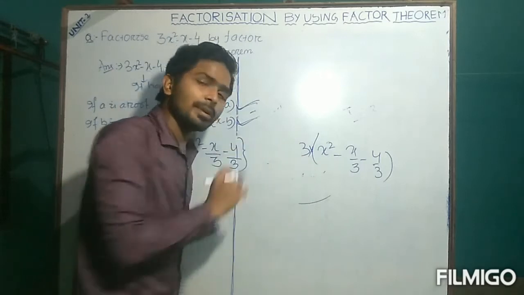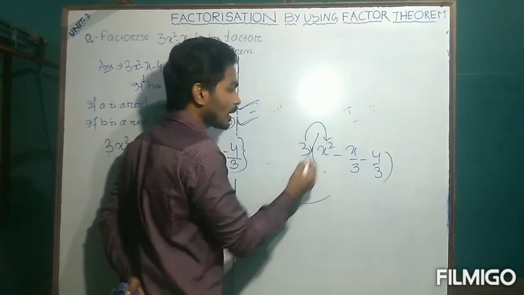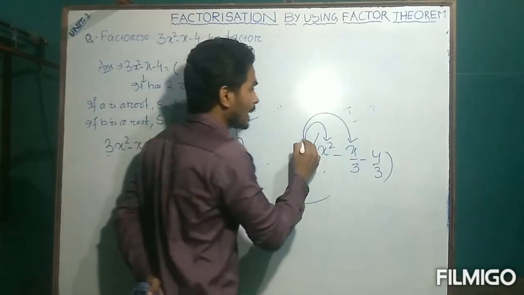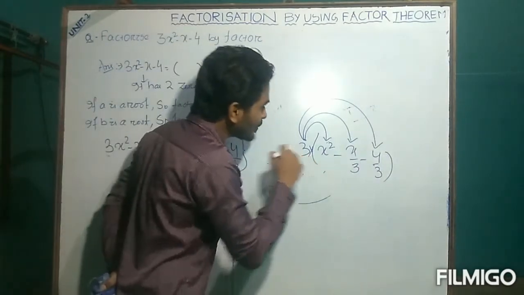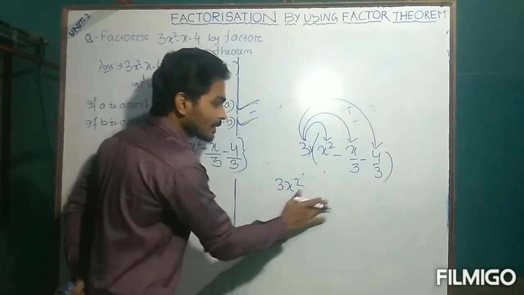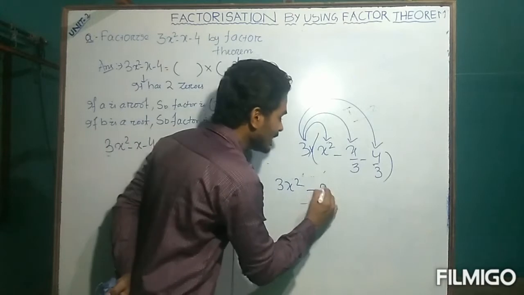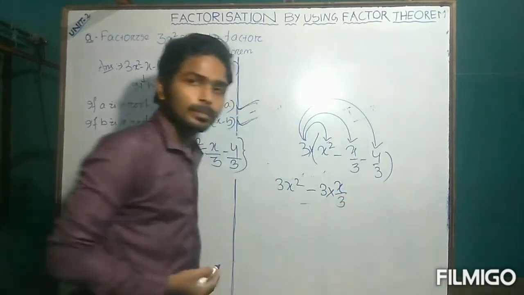Now you can use distributive law here. That means 3 is multiplied with this. Whenever we open the bracket, 3 is multiplied with this. Okay. And 3 is also multiplied with this term. When 3 is multiplied with x square, it will be 3x square. Okay. Then minus, when 3 is multiplied with the second term, this is the second term.